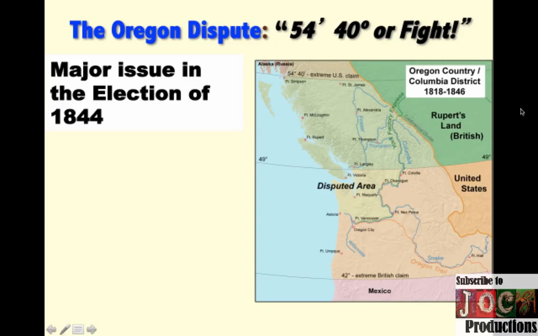Now, what ends up happening is Oregon, you know, it's not a big priority for the British Empire, and what ends up occurring is compromise and eventually the Oregon Treaty.